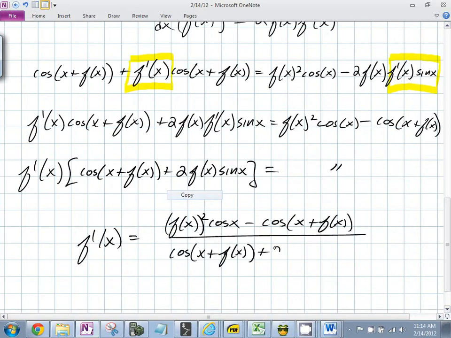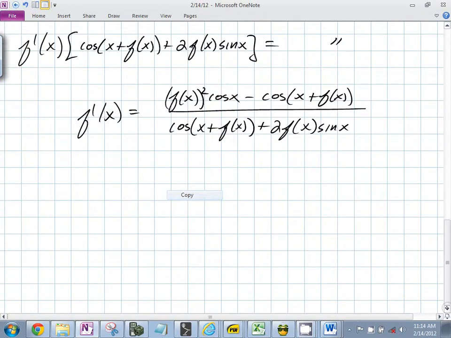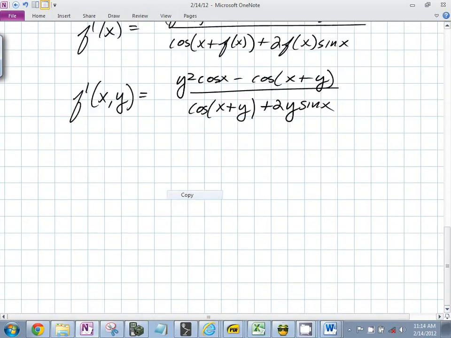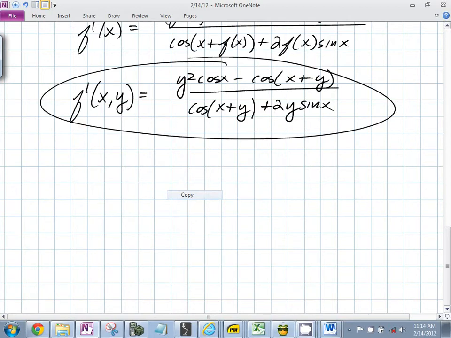What is f of x? Y. So f prime of x in terms of x and y is going to be equal to what? Y squared cosine x minus cosine x plus y all over cosine x plus y plus 2y sine x. There it is right there. There's your derivative. Given that that's what it looks like when you do implicit differentiation, do you even want to think about what it is if you do explicit differentiation? No, it's going to be really terrible. There it is. That's it.